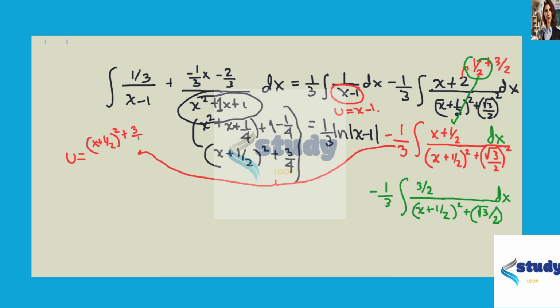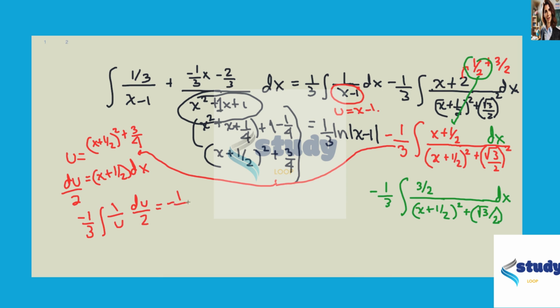Three over 4. And then du is just over 2. Du over 2 is just x plus a half dx. And that's exactly what's in the numerator. So we can go ahead and write this integral in red as negative 1/3. And then we have a du over 2. So that should be there. And don't forget the 1/2. And then all we have left over is 1 over u.